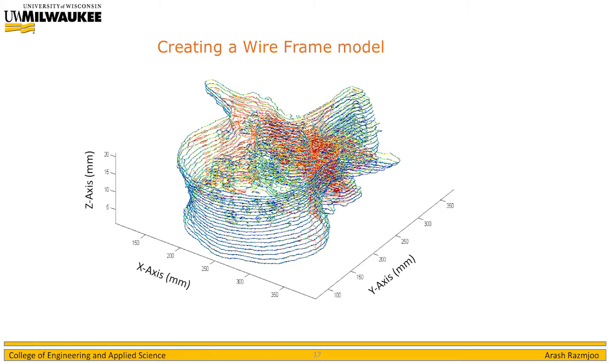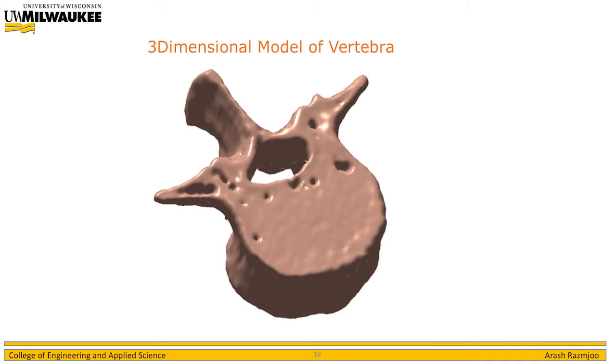This shows the wireframe model of the vertebra. The application of this type of model is that we can quickly, at a glance, take a look at the details inside the vertebra. This shows the three-dimensional model of the vertebra, and by using this type of model, a surgeon can 3D print it to make their plan before the surgery and become more familiar with the body before any operation.